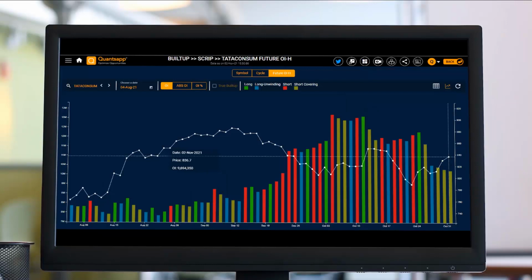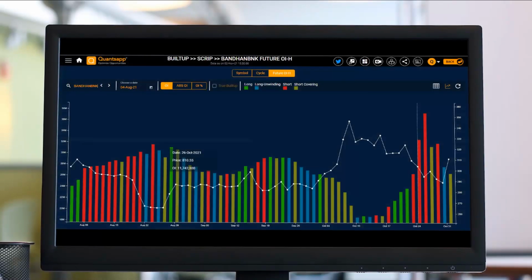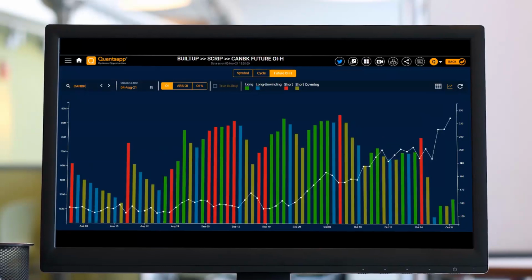In this particular instance, there are not a lot of greens or longs which have been observed on Tata Consumers. So that does not give me a lot of confidence. Let's say I check for Bandhan Bank. In Bandhan Bank, it is a similar move wherein the recent upside momentum in the stock is only due to a short covering scenario rather than a fresh long build-up. So I will also ignore Bandhan Bank.